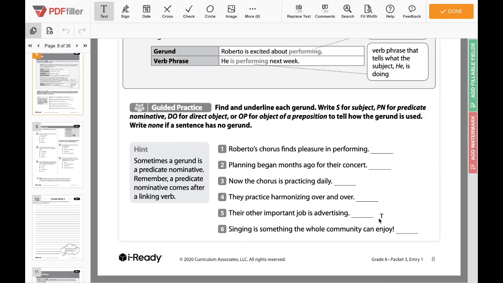Okay, so if we look at the bottom of page 8 here, we have the guided practice. It says, find and underline each gerund. Write S for subject, P for predicate nominative, DO for direct object, and OP for object of a preposition, and then tell how the gerund is used. Write none if the sentence has no gerund phrase. It says, hint, sometimes a gerund is a predicate nominative. Remember, a predicate nominative comes after a linking verb.